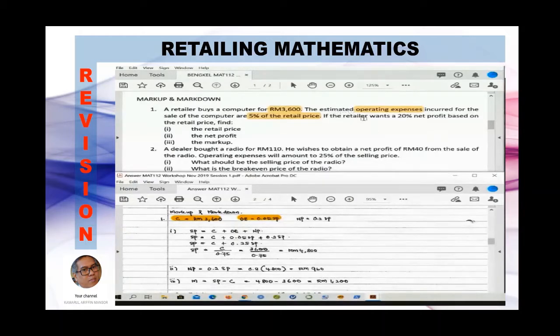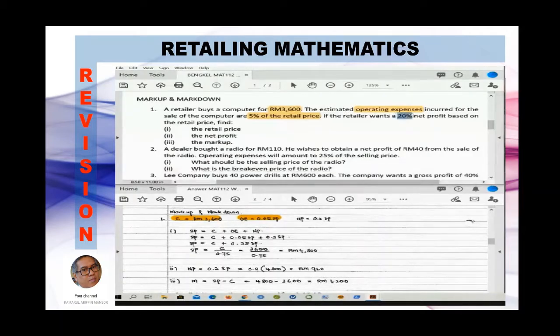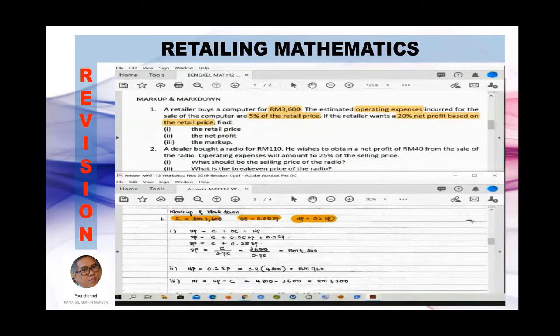Okay, and then the next number that you see here is the 20%. This 20% refers to net profit, and this net profit is based on the retail price again. So kita ada 20% net profit based on retail price. That means kita akan ada NP equal to 0.2 SP. How do you get the 0.2? 20% maksudnya 0.2 SP.